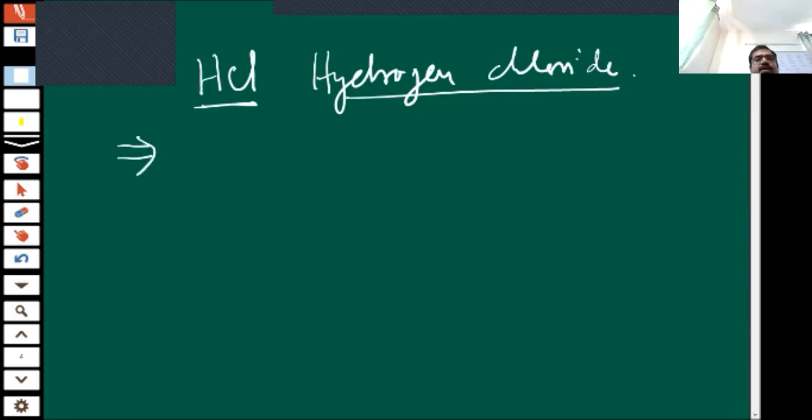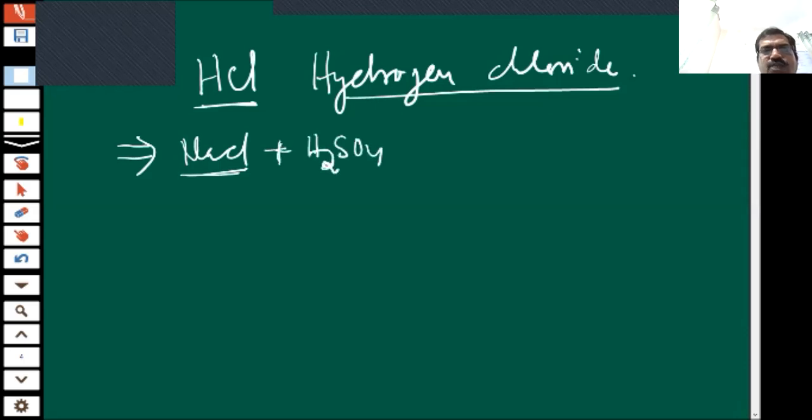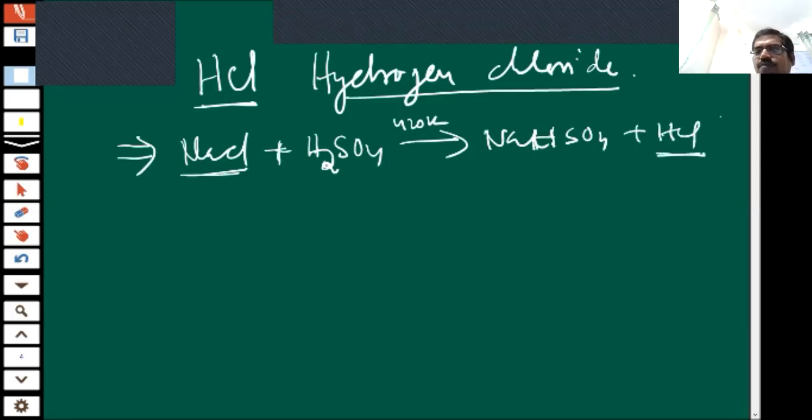During preparation of chlorine gas, I told you that you can use NaCl and it requires only H plus. So you can supply H plus from H2SO4, at a little bit high temperature, 420 Kelvin, isn't it? So you get NaHSO4 plus HCl. This is volatile. Now it can escape.